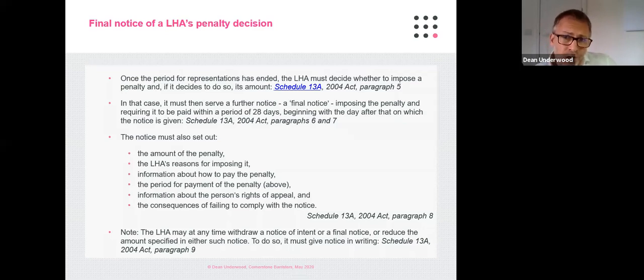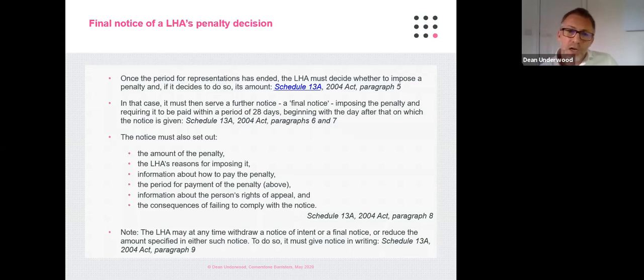Importantly, information about the person's rights of appeal to the First-tier Tribunal, to which we will come in due course, and then the consequences of failing to comply with the notice. And once that notice has been given, that is notice of the penalty, the time for appealing against that penalty will then run from the date that it's given. We'll come on to that in a moment.